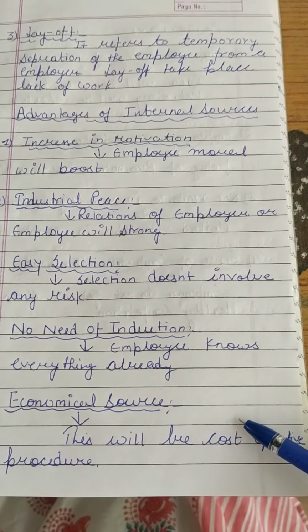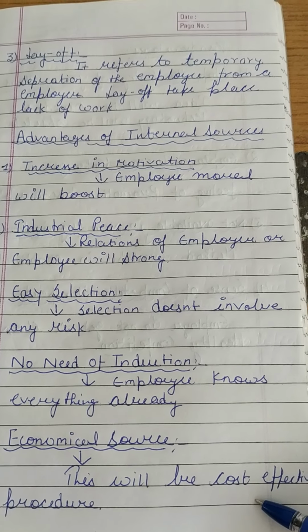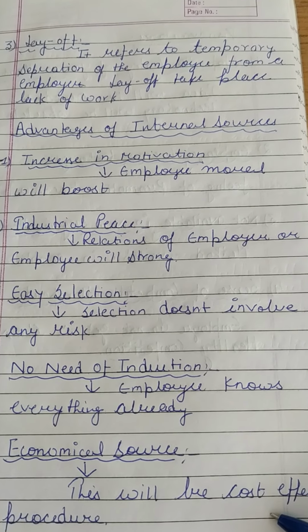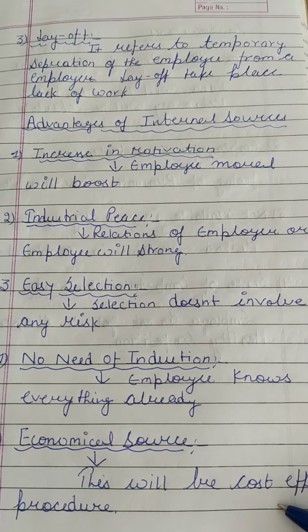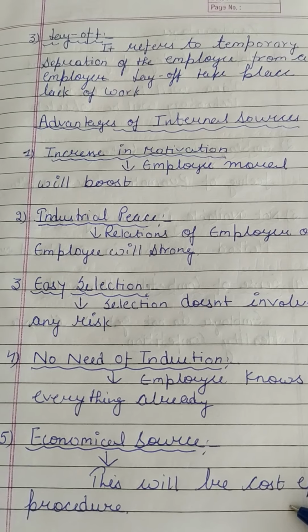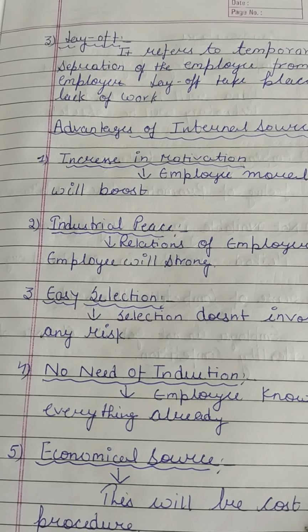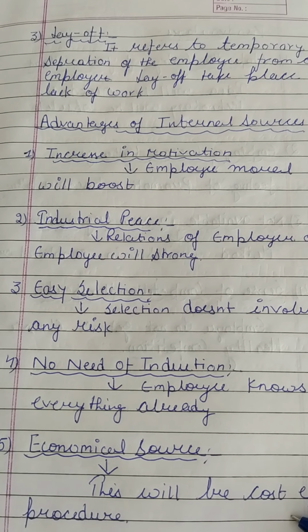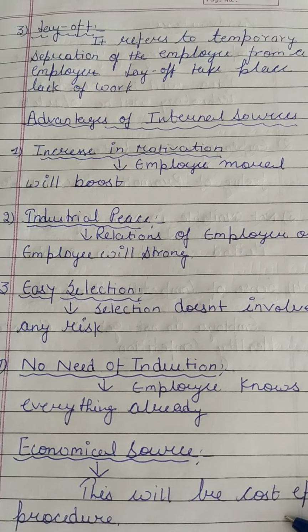Fifth point is the economical source. This will be a cost effective procedure. Students, I already told you, whenever we are going to use an external source of recruitment, you have to perform a lot of formalities, and you have to spend a lot of cost. But whenever we are going to choose an internal source of recruitment, the cost will be very less.